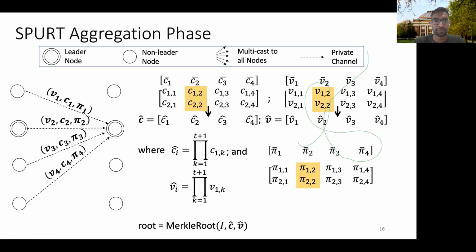Yeah, this is just an illustration of that. And the leader also computes or takes in each column, and we call it C bar. Let's say C2 bar is the second column of the encryption vector. V2 bar is the second column of the commitment vector. Pi2 bar is the second column of the proof matrix. Yeah, sorry, it's all matrix.